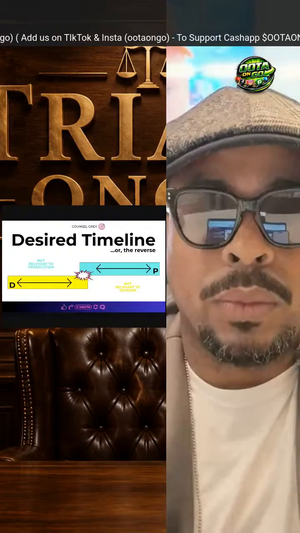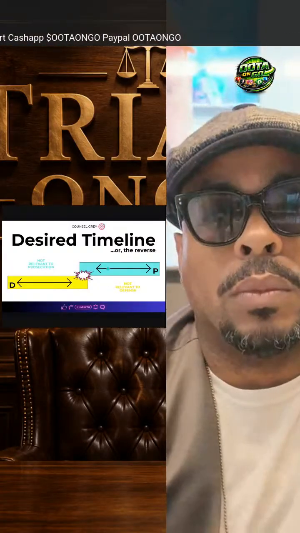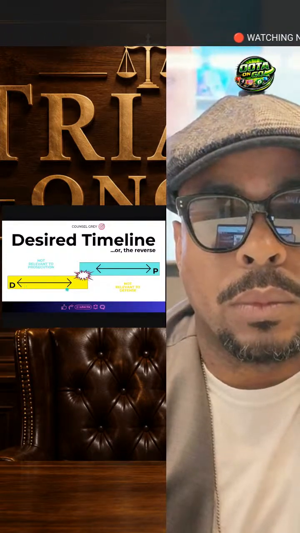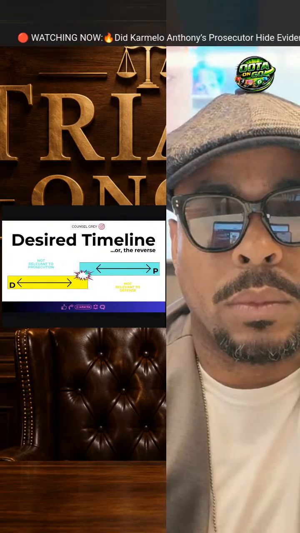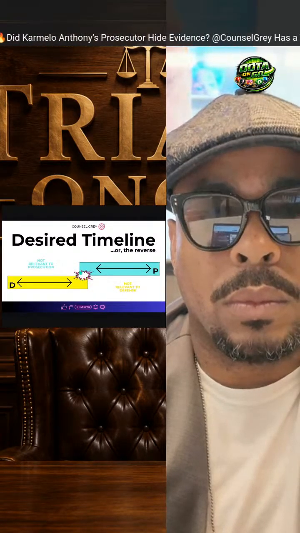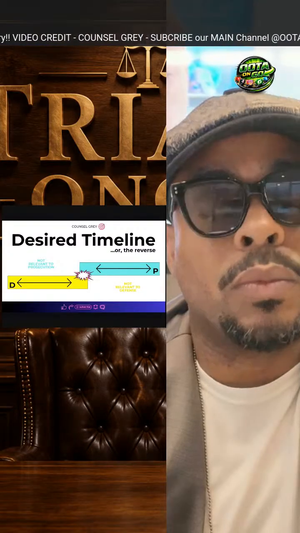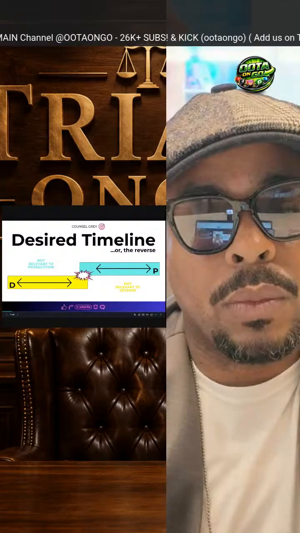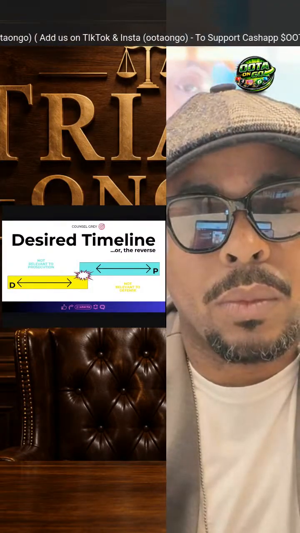So if you look at the slide that I have up, the top line, the blue line, is what the prosecutor wants. The yellow line is what the defense wants. And that big bam in the middle, that's the incident, right? That was the moment that Karmelo did whatever he did, or whoever did whatever they did. That's that moment. So the prosecutor wants you to focus on everything that happened after that, and they want to limit your focus on what led up to that moment.